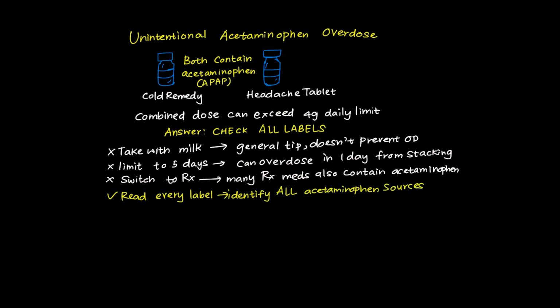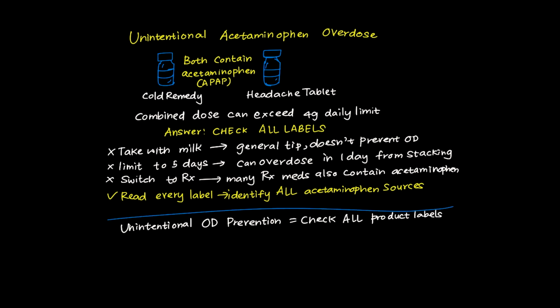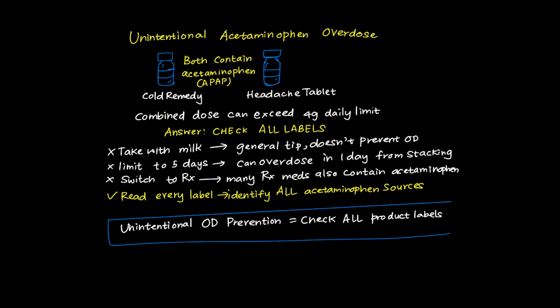Here's a WGU D454 OA exam tip for you. Unintentional acetaminophen overdose questions always circle back to label reading and identifying hidden acetaminophen in combination products. Recall hook: Hidden acetaminophen harms. Always check labels.